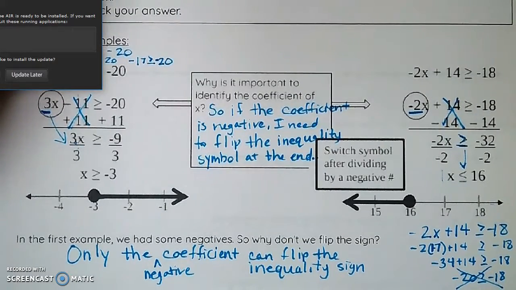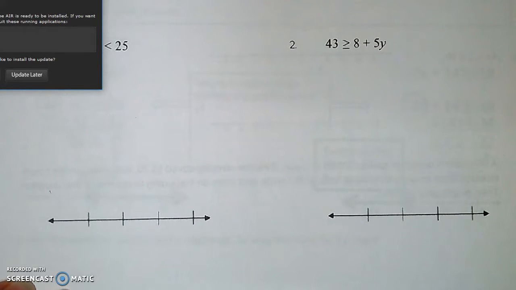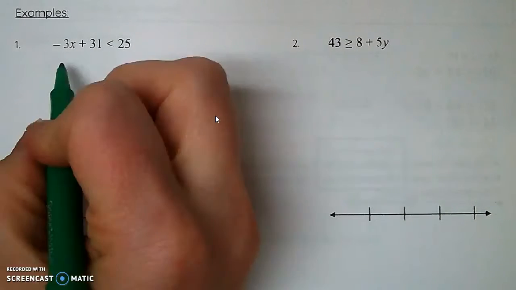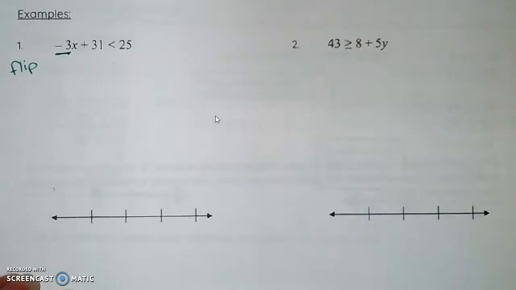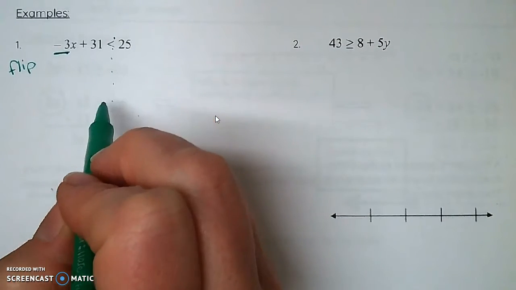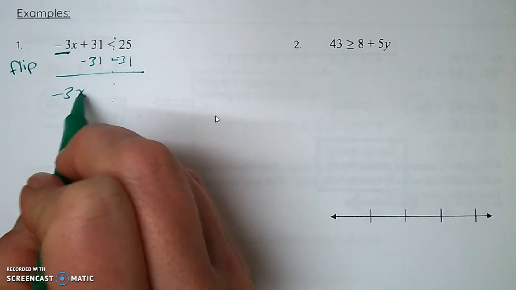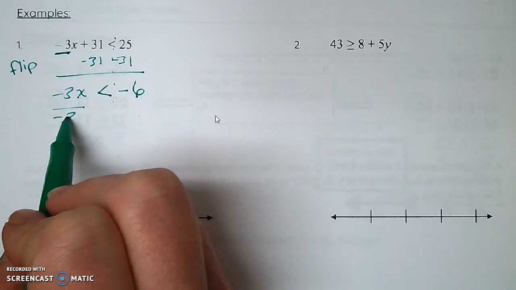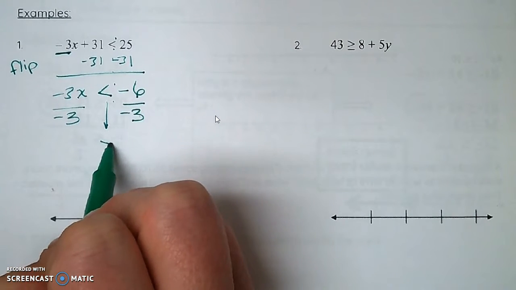So down here at the bottom we have two practice problems. The first one that I have here is negative 3x plus 31 is less than 25. So I find that variable and that coefficient is negative. So I know at the end I need to flip. I'm going to solve this just like I solve an equation. So I subtract 31 from both sides. My last move is I have to divide both sides by negative 3. When I do that, I don't just bring that down, I have to flip it.